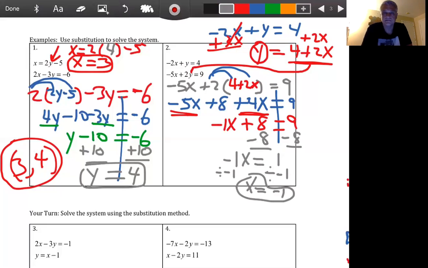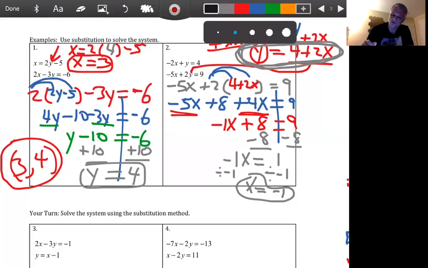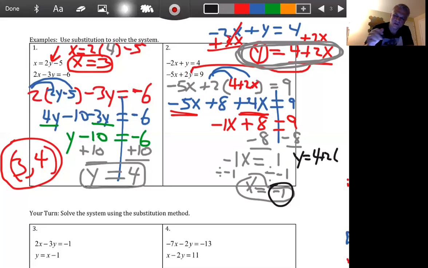Okay, great. That's the hard work. Now let's do the easy work. I'm going to go right back to here. y equals 4 plus 2x. Because I did all the isolating for y, I'm going to substitute my x into that. I think that'd be the easiest thing in the world for me to do. So instead of y equals 4 plus 2x, it's going to be y equals 4 plus 2 times, since x is negative 1, 4 plus 2 times negative 1.